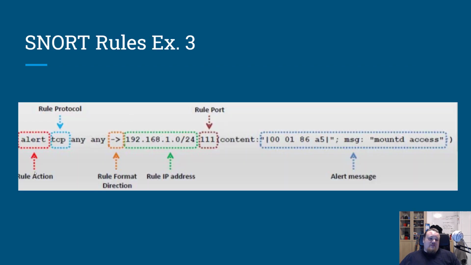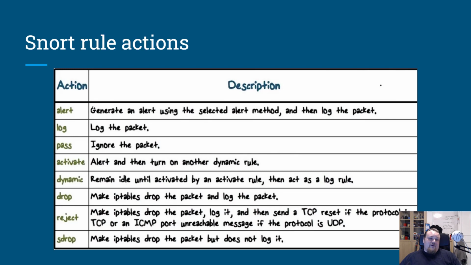And the actions, as we talked about, the very first one, alert, can be different kinds of things. It can be alert, log, pass, activate, dynamic, drop, reject, and sdrop. And you can basically just read what this means. And I guess if you want to block something and make it an IPS, intrusion prevention system, you're going to use drop a lot more. And basically remain idle until activated. Oh, not that one. Make iptables drop the packet and log the packet. So you're going to have a log of it, of course, so log the packet. So it's a combination of both dropping it and logging it.